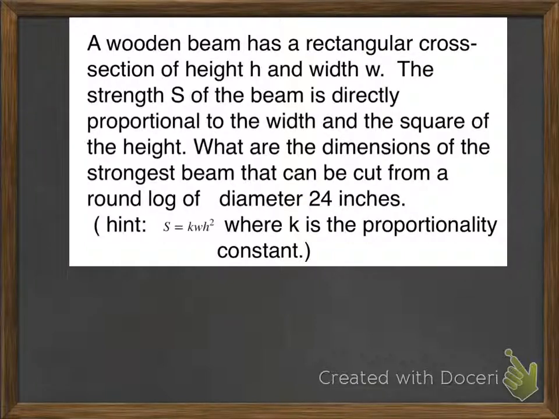And we're given a little hint there. Based off of that equation, the strength is proportional, so that's where the little k is coming in there, to the width and the square of the height. So S is equal to kWh squared, where k is just some constant of proportionality that depends on the type of wood. So we begin the problem by drawing a picture.